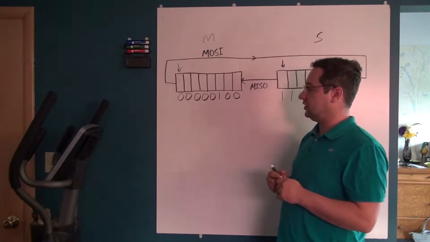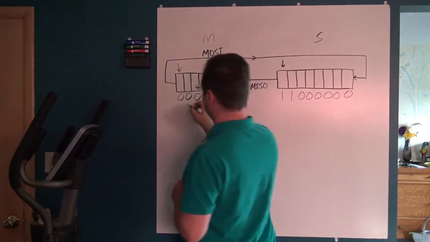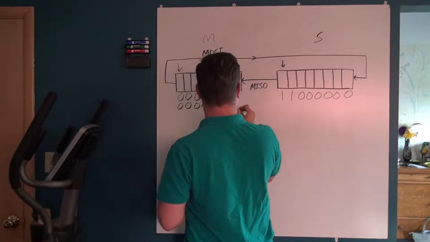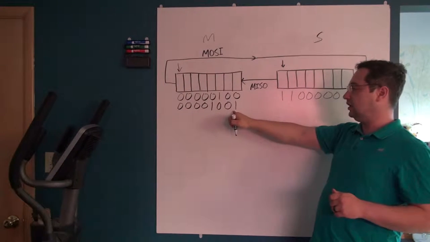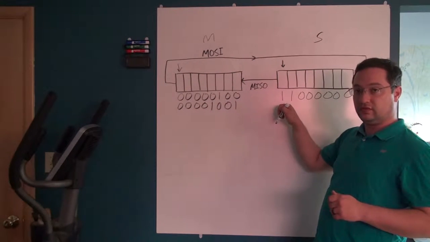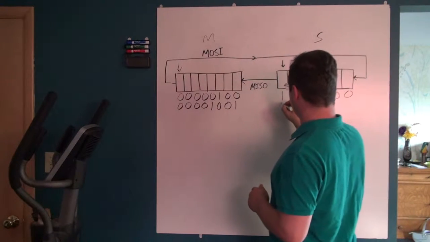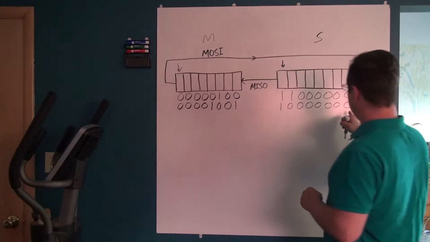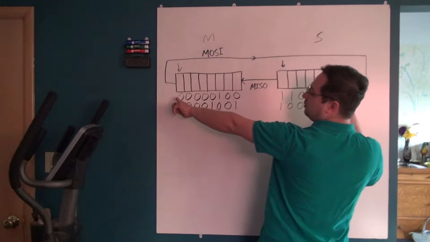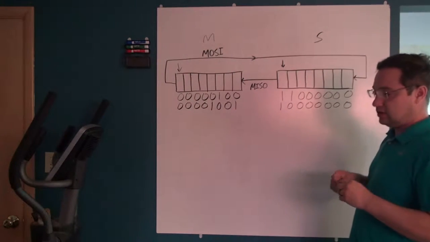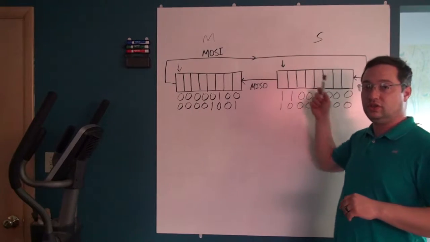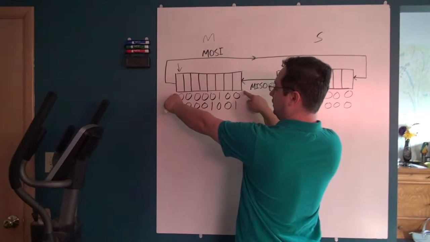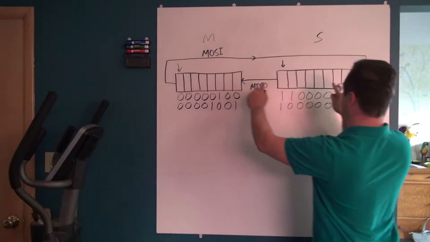So after the very first transmission, what this turns into is 00001001. This one that gets tacked on the end here is the one that came from the slave. And what the slave gets is 10000000. The zero at the end here is the zero that came from right here. So this process then continues up until the number that started here is sitting in this register, and the number that started here is sitting in this register.